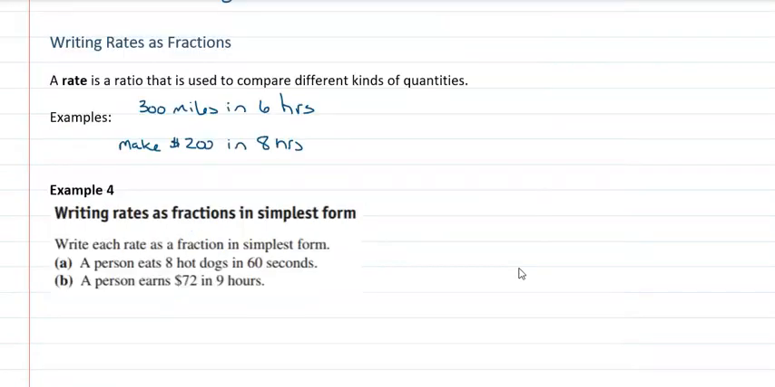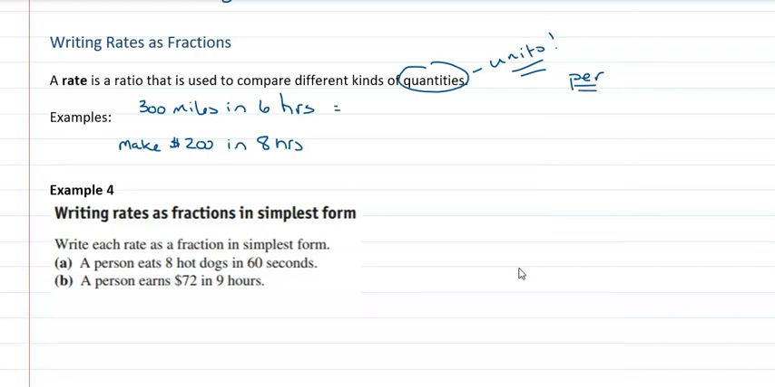So now we're looking at writing rates as fractions. A rate is a ratio that's used to compare different kinds of quantities. Quantities basically means we have units on things. So we need to have units showing, and that's never really clear in the book when they talk about these. But when you're talking about a rate, you're talking about something per something. Okay, so we use the word per usually.